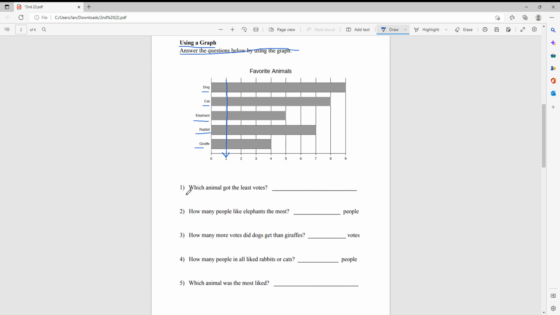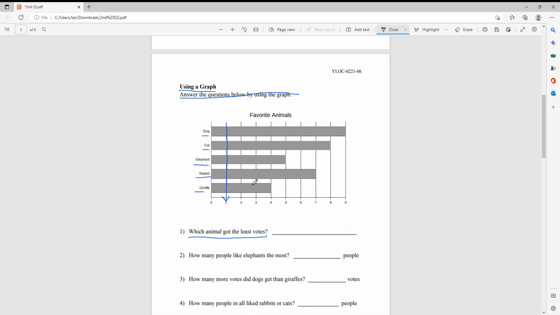So the first question is which animal got the least votes? So if we look at the bar, we can see which one's the lowest because we know that these numbers ascend from lowest to greatest. So we know that the shortest bar would be the least votes. So the one we see here is giraffe. So we know that giraffe has the least votes.